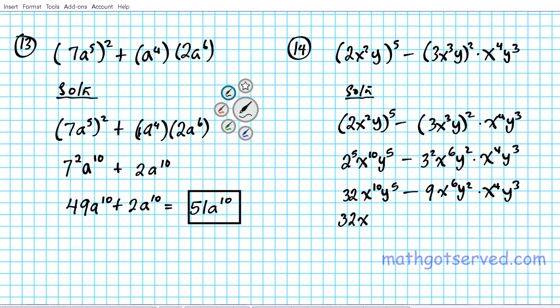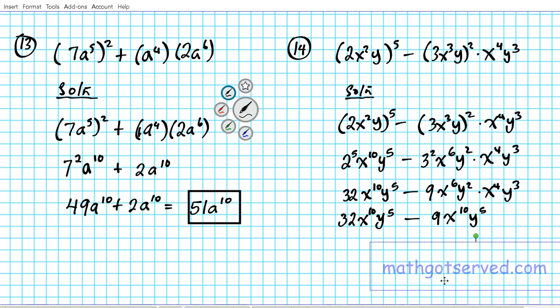So we have 32x to the 10th, y to the 5th, minus, there's a 1 here, 9 times 1 is just 9, x to the, you add the powers, 6 plus 4 is 10, and then y to the 2 plus 3 is 5. Now take a look at these two monomials we have here.